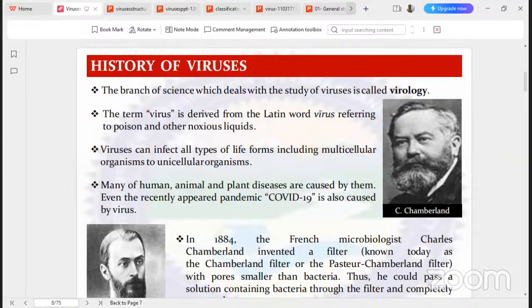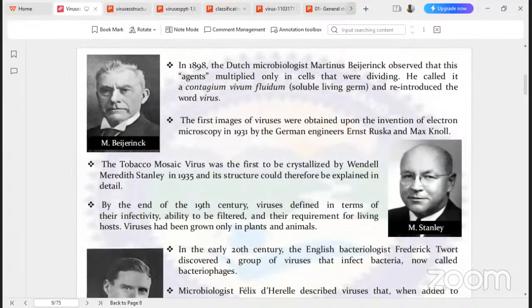Beijerinck called that fluid which was causing the disease contagium vivum fluidum: a soluble living organism which causes disease, contaminates and spreads from one to another. That name was first given to the virus. The infection caused by viruses was first identified by Beijerinck, and later it was named virus.